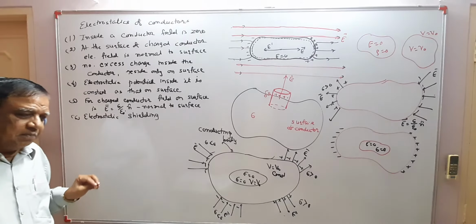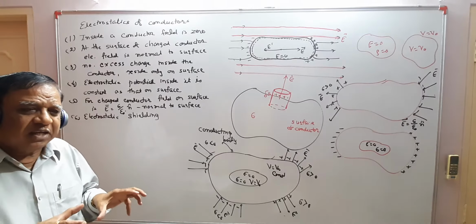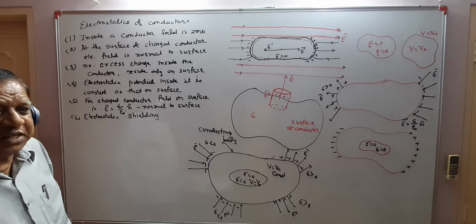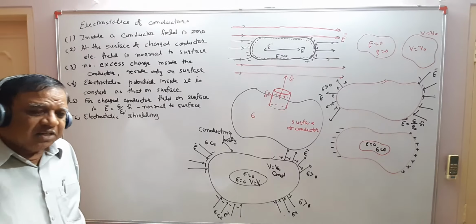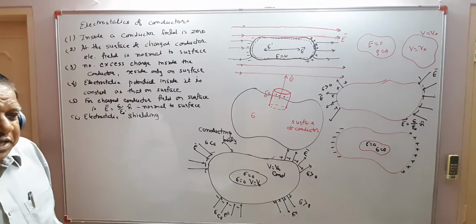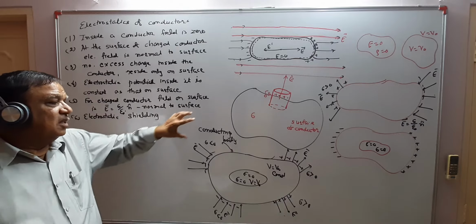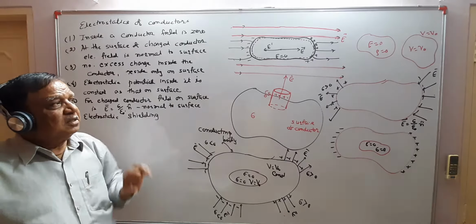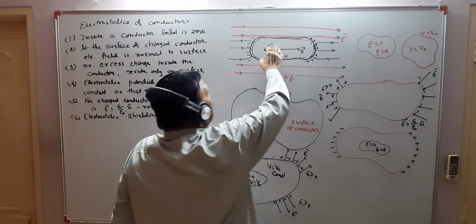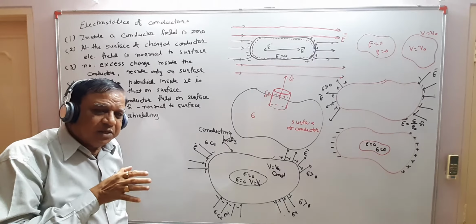First, simply try to understand. Suppose we have taken any conductor and we are placing that conductor in an external electric field, a uniform electric field. See the figure. This is the metallic conductor placed in a uniform electric field.